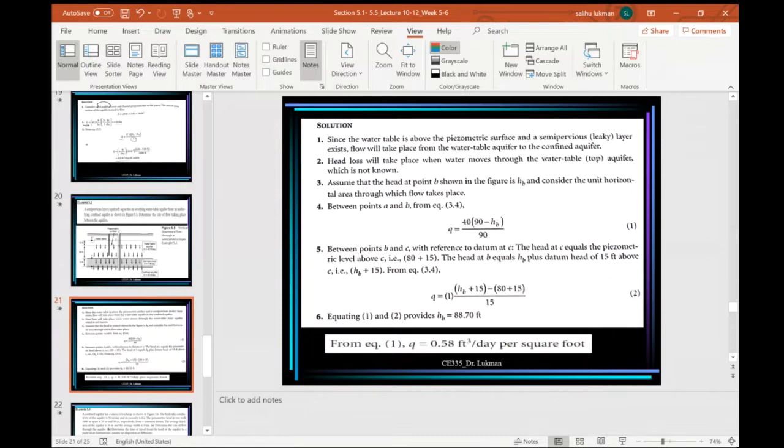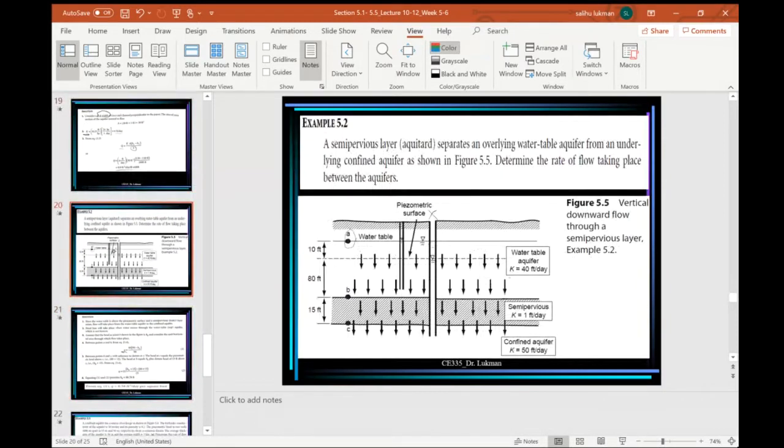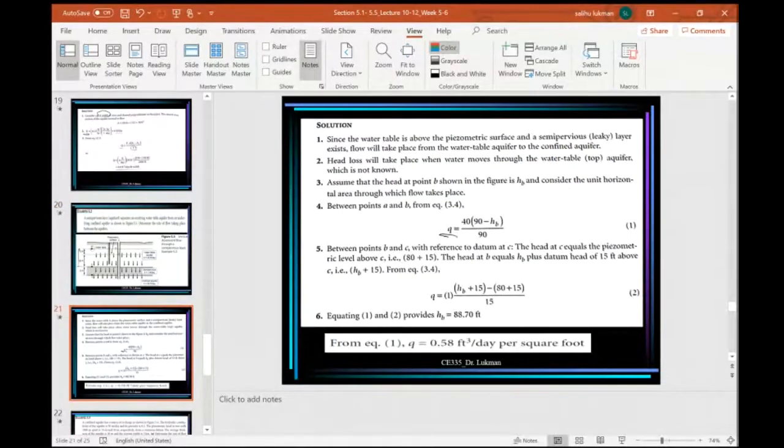So what is the flow per unit area? Here we are considering unit area. That's why we said unit horizontal area. Here we use small q. We use Darcy's formula, which is K, 40, the hydraulic conductivity for the unconfined aquifer. And we have the head of the unconfined aquifer, which is 80 plus 10. You see, the head here of the unconfined aquifer is 90. 80 plus 10. So that's why we have that 90.